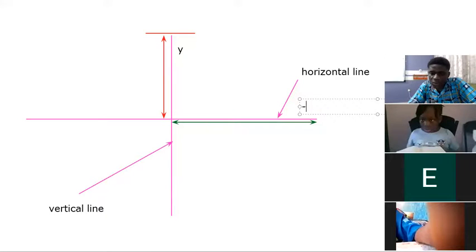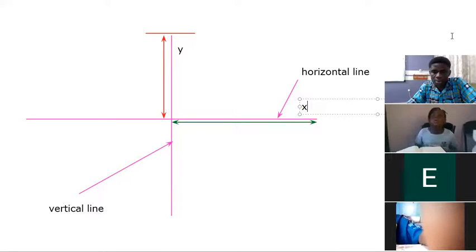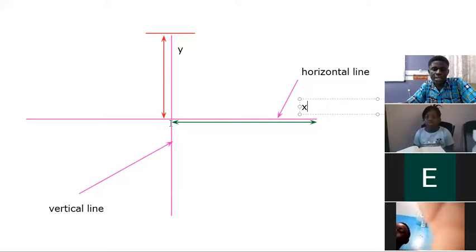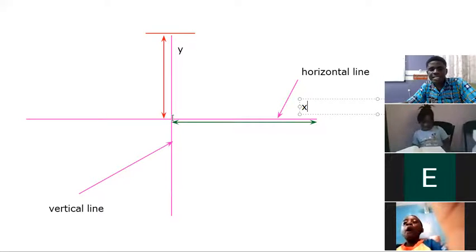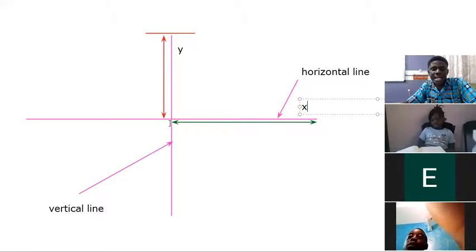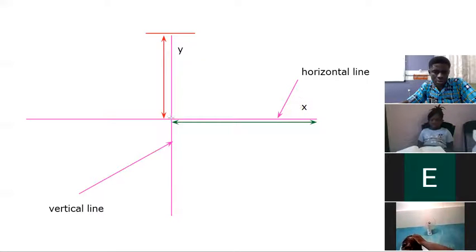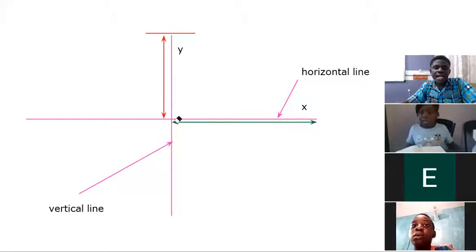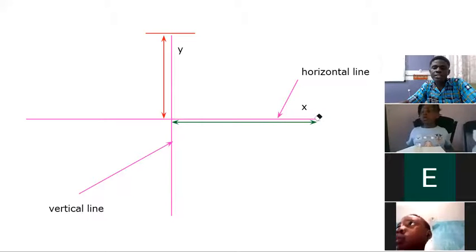Right. This part will be called X, not negative X. So from the center of our line, where the lines cross each other, let me draw a dot over there for you. That is where the lines cross each other. So from the center of the line to the very right side, where the green arrow ends, we are calling it X.